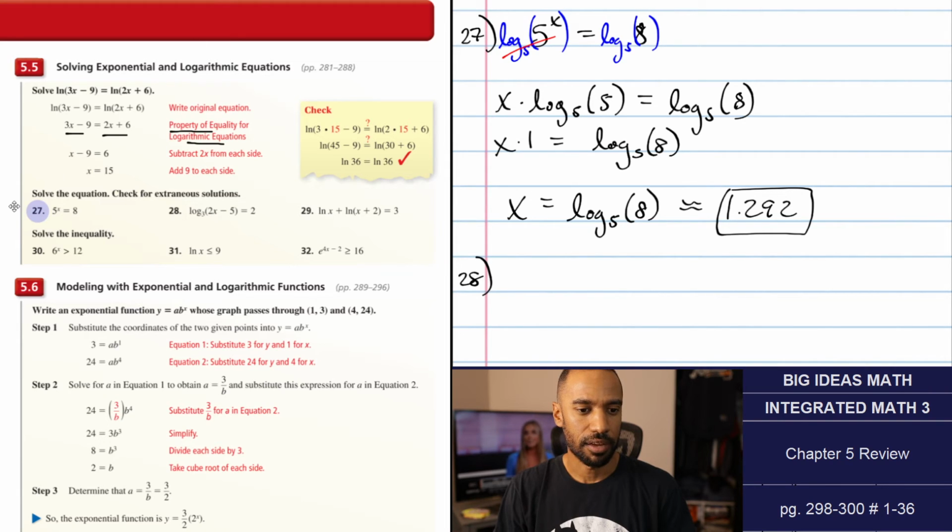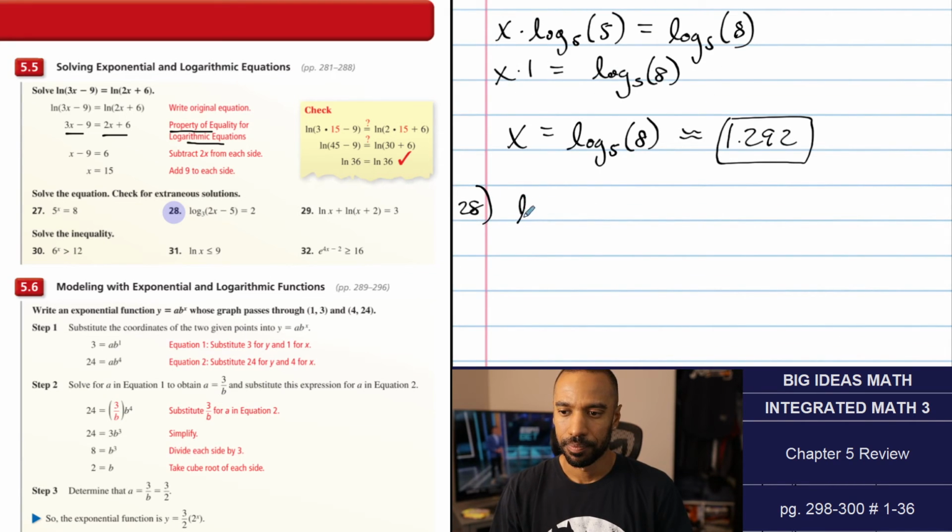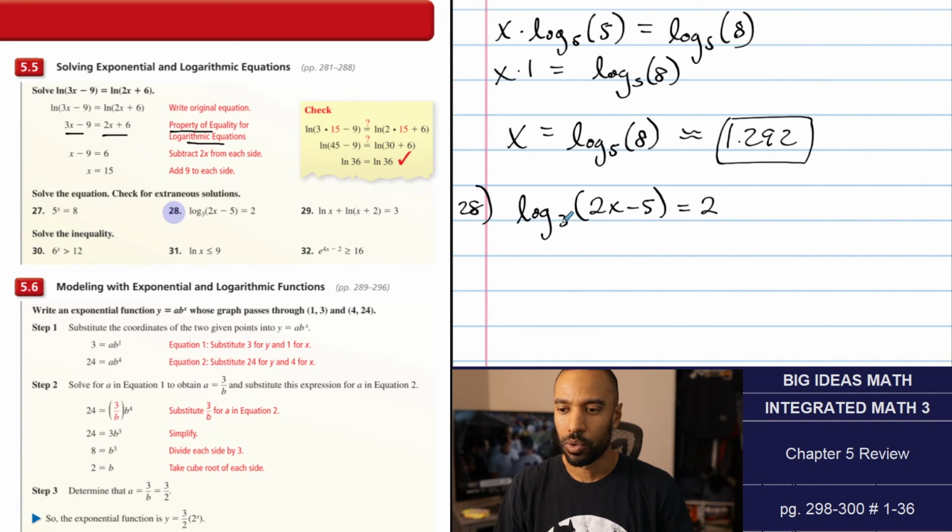Number 28 is a log question. Log base 3 of 2x minus 5 equals 2. So this is one where the log is already by itself. We've done things where we've rewritten log equations in exponential form. We would rewrite this as 3 to the second power equals 2x minus 5.